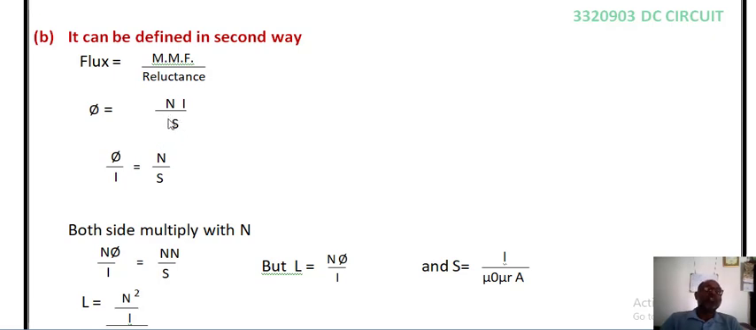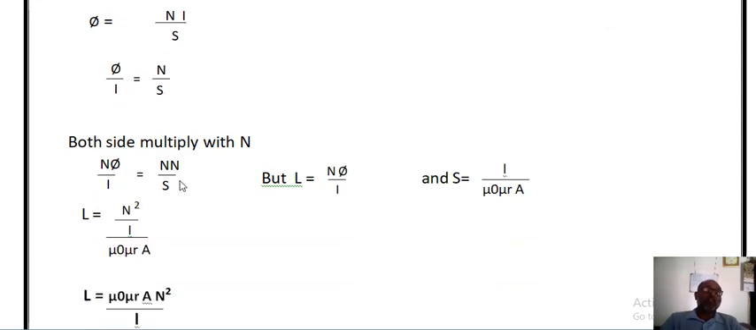It is inversely proportional. More flux will flow through the circuit if the reluctance is less. So here we can write this equation: phi divided by I is equal to N by S. Now this equation, both sides multiply with N. So our equation becomes N phi divided by I is equal to N into N divided by S.